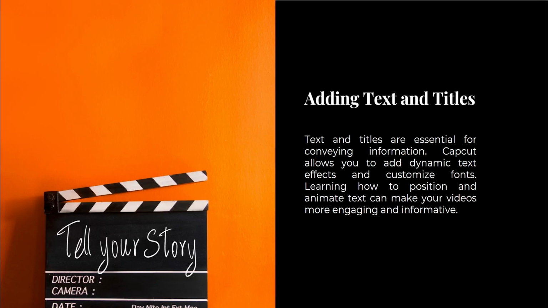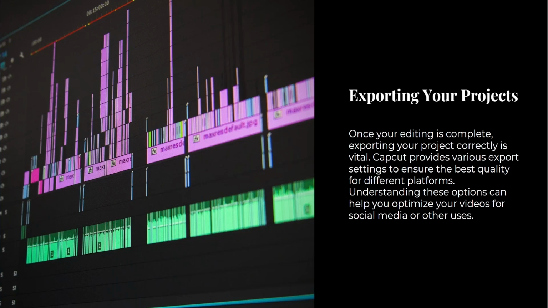And the next thing we're going to learn over here is exporting your projects. So let's say you are done working, you have imported all of your video, you have trimmed down your video, you have added music, you have added all the b-roll footage, and also did your color grading, everything is fine. And lastly, the last step is going to be exporting your project. Okay, like now you need to export. So once your editing is complete, exporting your project correctly is vital.